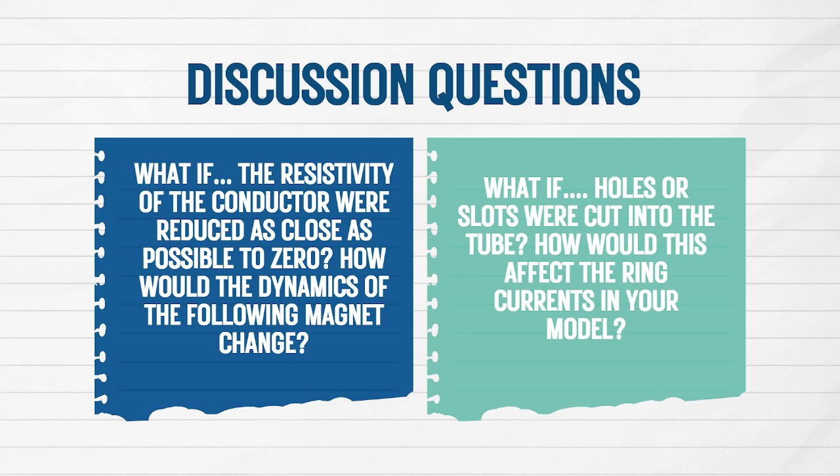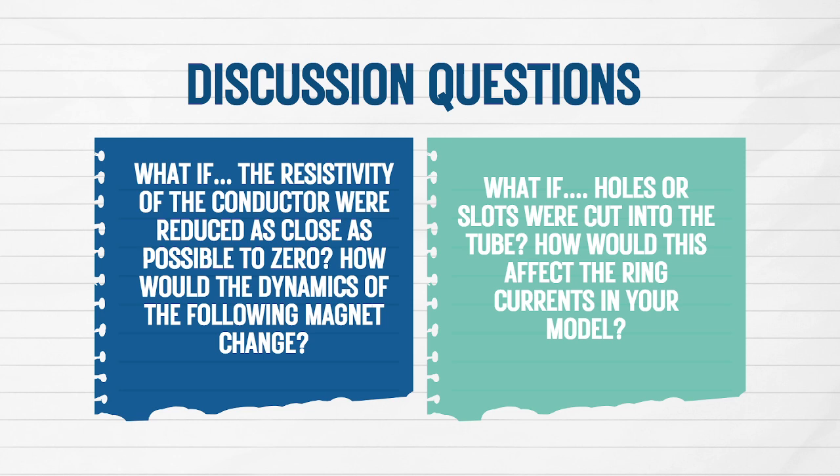Discussion questions. What if the resistivity of the conductor were reduced as close as possible to 0? How would the dynamics of the falling magnet change? Well, if the resistivity of the conductor were reduced, the current may be a bit stronger, which in theory means that the magnet may be able to float in the middle of the tube, which is silly to think about, but it's because the induced current would be equal to the dipolar strength. Unfortunately, this is unlikely because it's basically impossible to have something with 0 resistance.